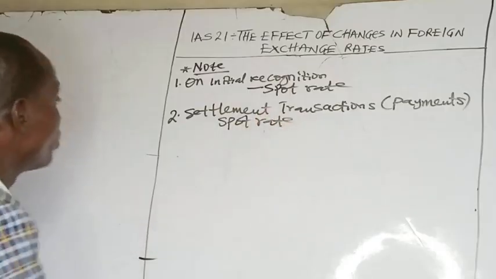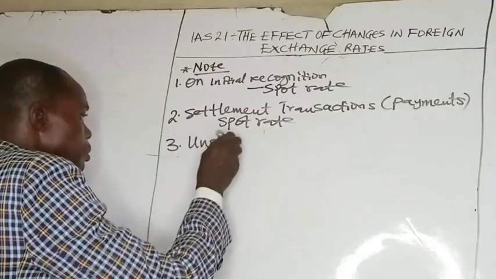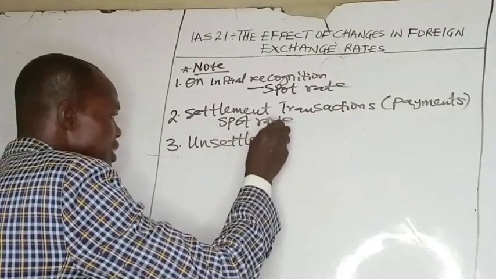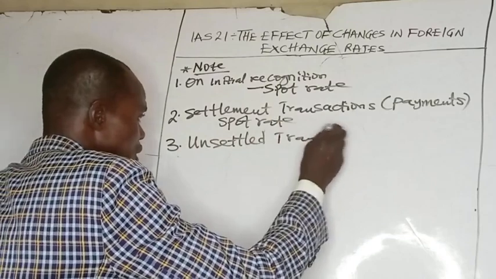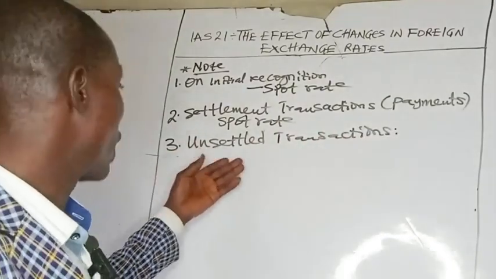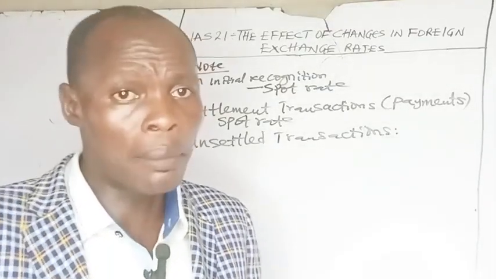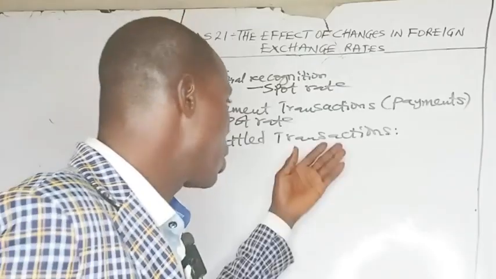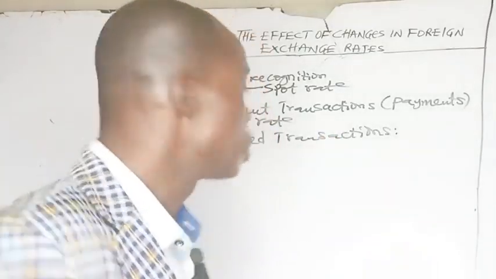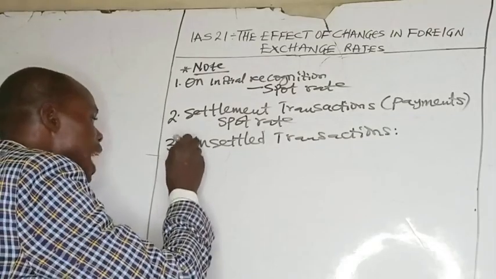Then unsettled transactions. That is number 3. By unsettled transactions, we mean the transactions that have not yet been paid for. Transactions that are yet to be paid for. So these transactions shall be dealt with like this.